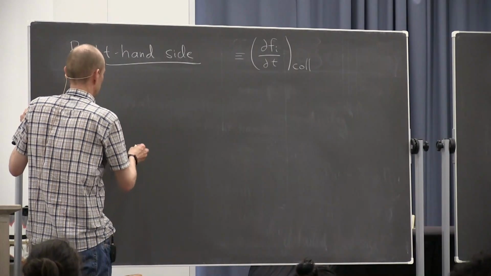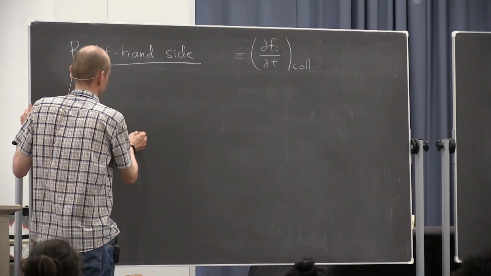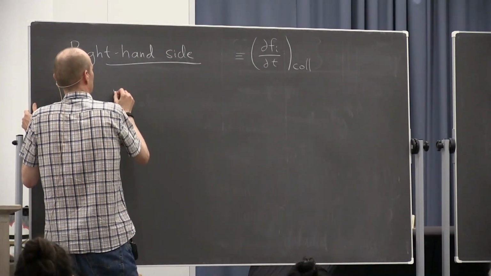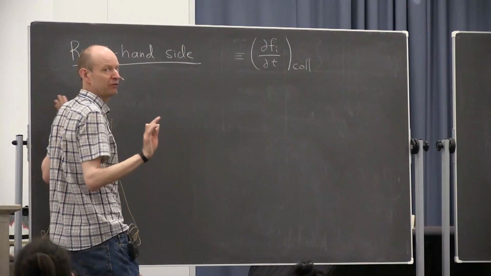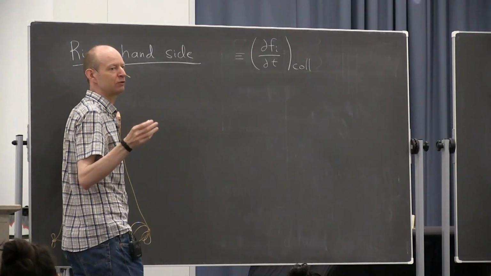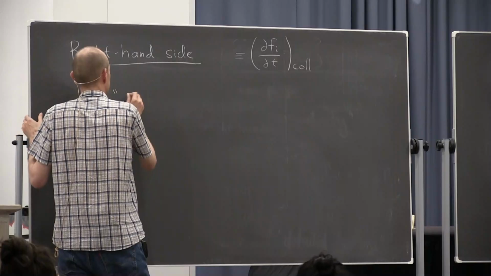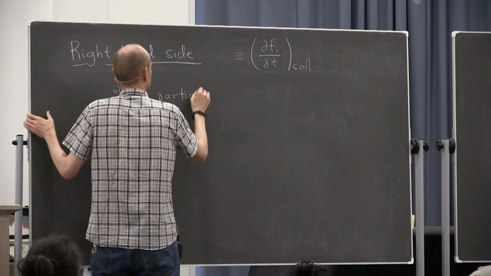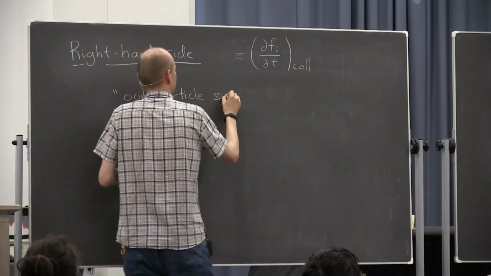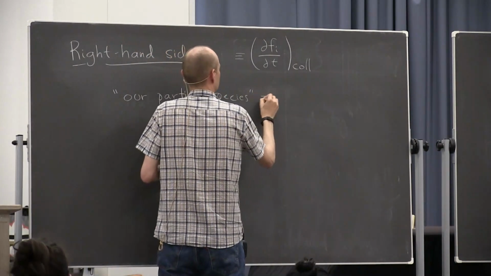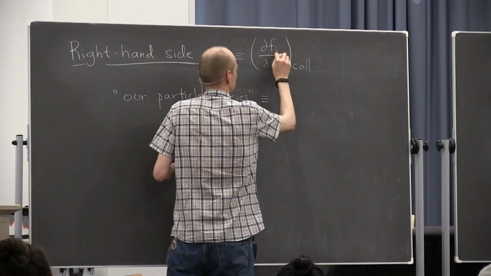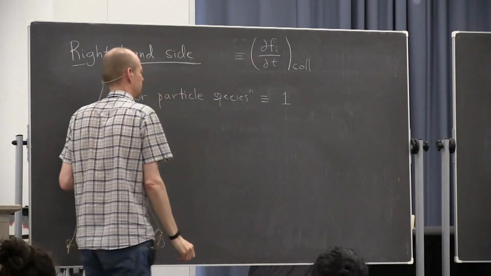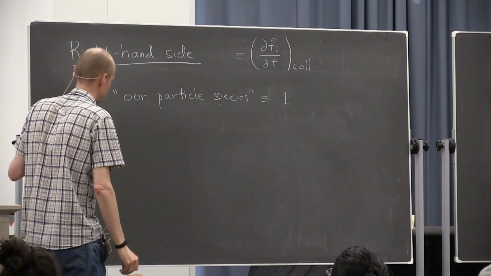Let's follow one particle species, for instance the dark matter or the neutrino that we are interested in. So I'll call it our particle species. I'll denote it by i equals 1. We are number 1, particle number 1, particle species number 1.